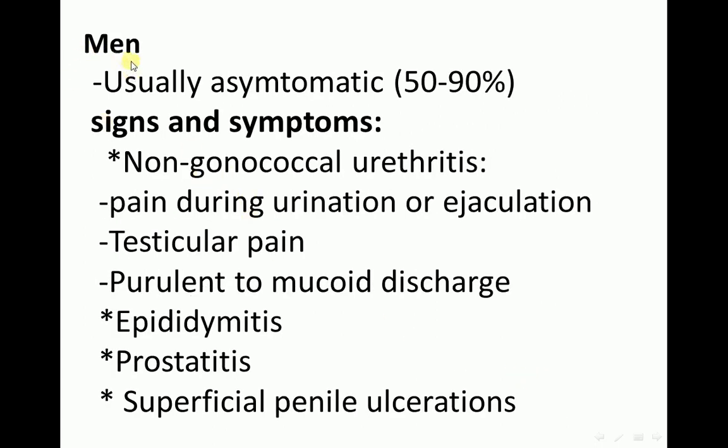Signs and symptoms in men are usually asymptomatic in about 50 to 90%. Signs and symptoms include non-gonococcal urethritis, pain during urination or ejaculation, testicular pain, purulent mucoid discharge, epididymitis, prostatitis, and superficial penile ulcerations.